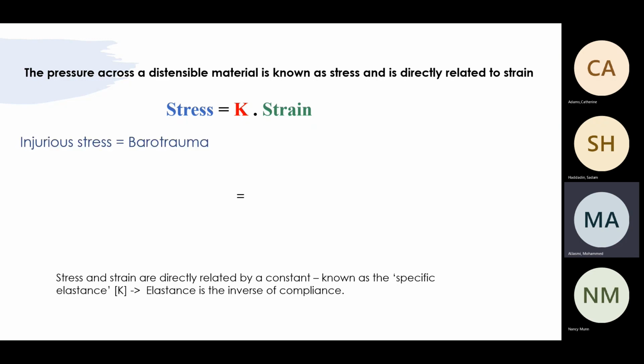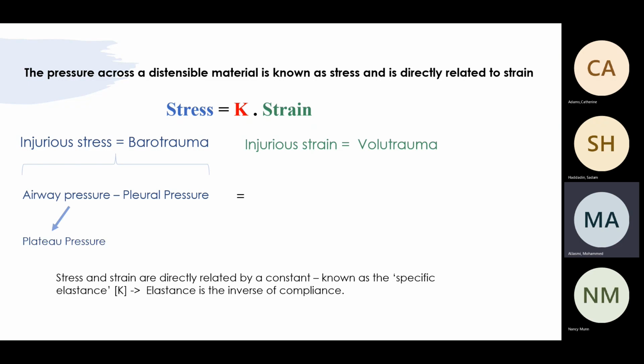Okay. What's the stress, Mahmoud, we said? Stress injury, how can I calculate during inspiration? What's the stress? Alveolar pressure minus pleural pressure. So during inspiration, alveolar pressure is plateau or peak? Plateau. So that's why we say airway pressure minus pleural pressure. Airway pressure is the plateau pressure during inspiration, peak pressure during expiration. Unfortunately, we don't know the pleural pressure.